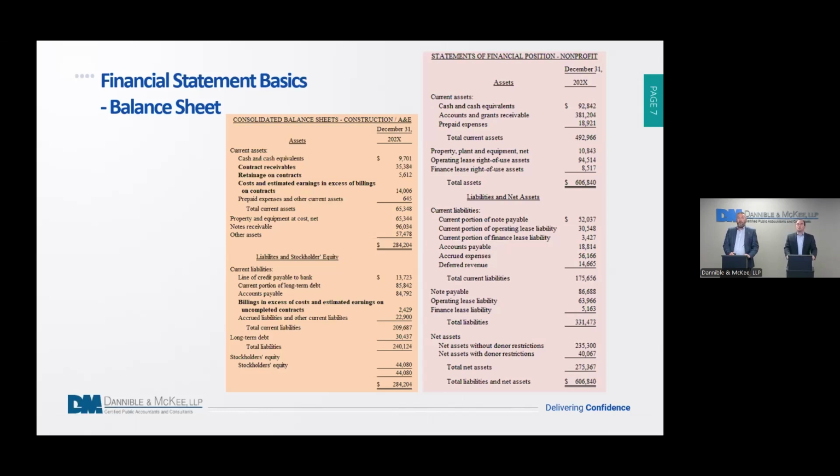Then we have the nonprofit. Really, again, same thing. The only thing you might see are grants and grant payables. Everything else, till you get to the net assets, are similar. Then in net assets, you have to list out if it's net assets with donor restrictions or net assets without donor restrictions.